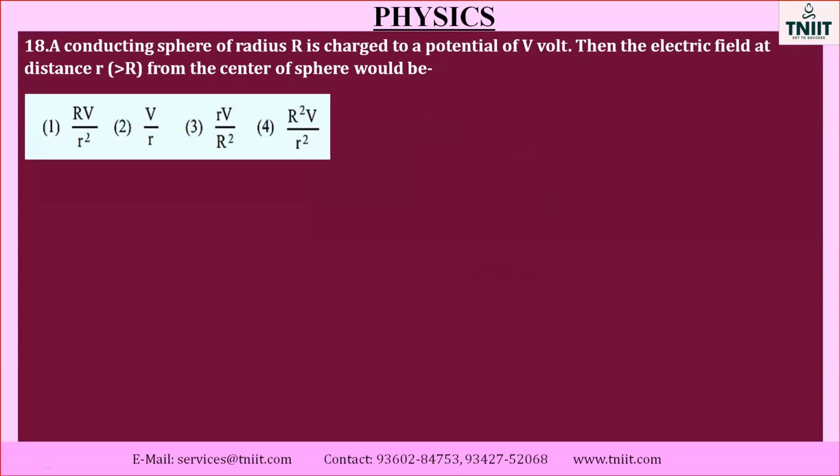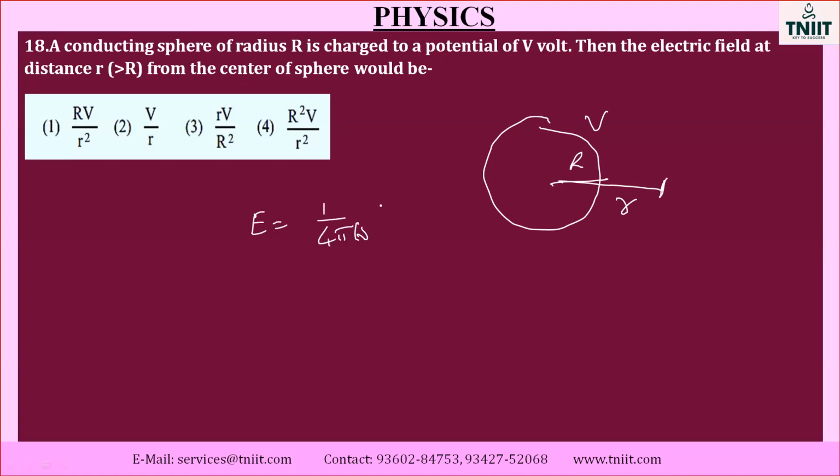There is a conducting sphere of radius R, charged to a potential V volt. What is the electric field at a distance r, which is greater than R, from the center? What's the formula for the electric field intensity over there? E equals 1 by 4 pi epsilon naught into charge by distance squared.